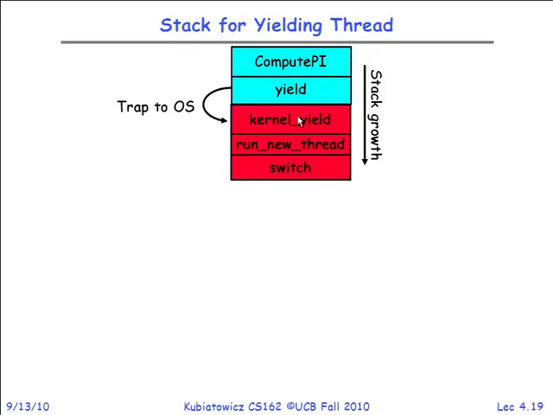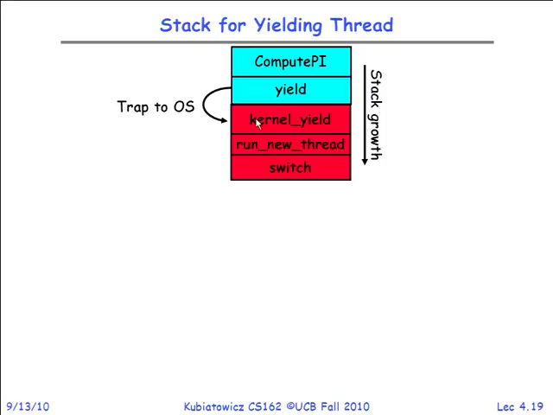Then that kernel yield calls run new thread, which then calls switch, which I'm going to explain all of these things in a second. The first thing to note is that because we're scheduling threads in the kernel, we have to go into kernel mode to do it. Hopefully that's not surprising to everybody. Remember that these system calls are actually special trap instructions that go to special places in the kernel at the same time they go to kernel mode.